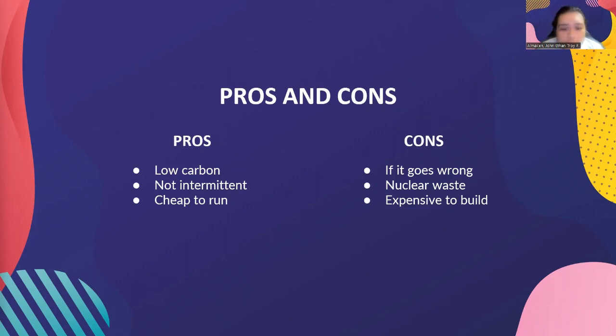Cons, if it goes wrong. Anti-nuclear campaigners will cite the three major nuclear meltdowns of recent times: Three Mile Island in 1979, Chernobyl in 1986, and most recently Fukushima in 2011. Despite all the safety measures in place, different factors caused these nuclear plants to go into meltdown, which was devastating for the environment and for local inhabitants who had to flee en masse.